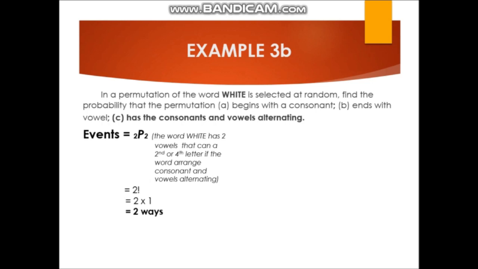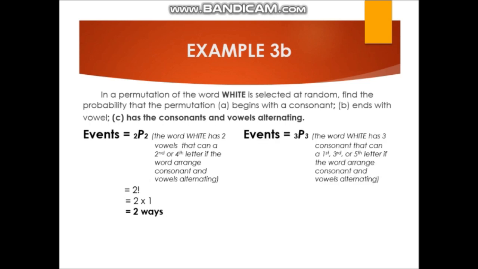Ibig sabihin, dalawa lamang yung magpapalit-palit ng pwesto. It's either I or letter E. Pwede yung I is sa pangalawa, pwede ang I is sa pang-apat naman na place. Pwede rin na mangyari, yung letter E is sa pangalawa or pwede rin naman siya sa pang-apat para makabuo tayo ng word na alternating. In next part, meron tayong 3 consonant.